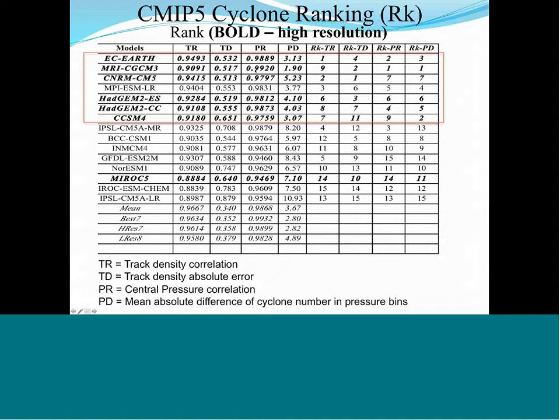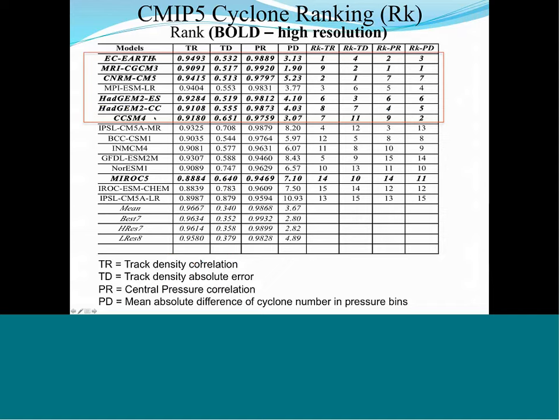Okay, now a verification, a lot of numbers. I'm not going to go through all these numbers. Just to mention that we did various metrics here, track density correlations and track density absolute errors and central pressure correlations. And then we ranked the various members. These last 4 columns are actually the ranking. And then we have an overall ranking, which is basically the order of the models that you see here. And we're focusing on that Western Atlantic East Coast region.